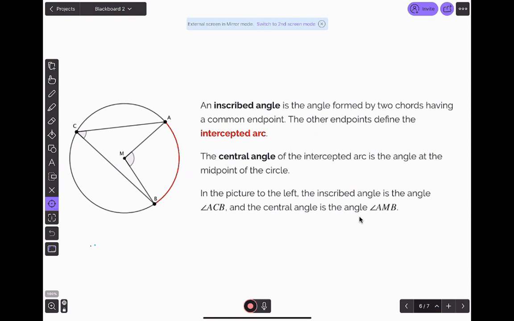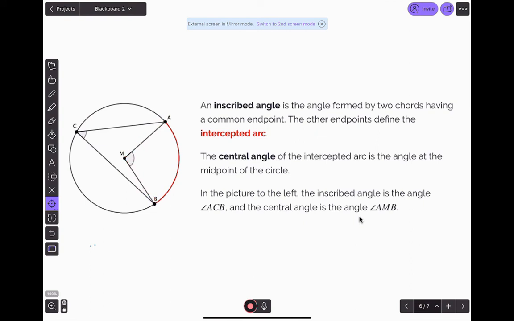Now there is also a central angle that's shown, and the central angle is going to be angle AMB. It only makes sense that it's called a central angle because the angle is formed from the center of the circle, okay? It says in the picture to the left, the inscribed angle is the angle ACB, so that's going to be the inscribed angle, and the central angle is going to be the angle AMB.